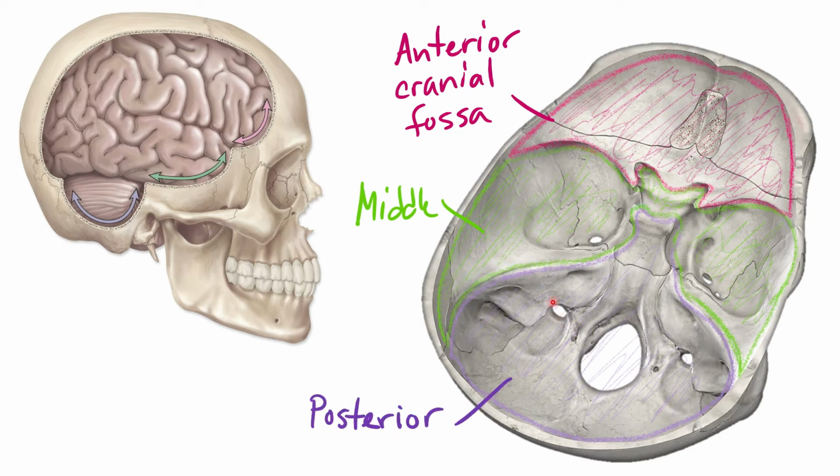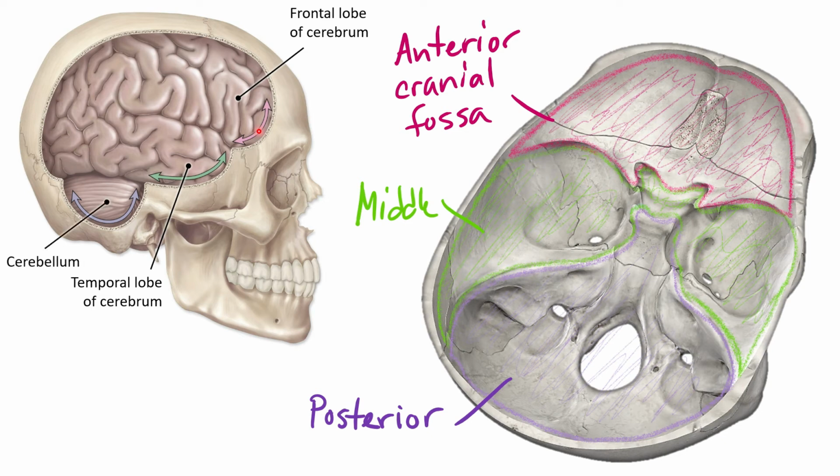And though it might not be incredibly obvious from this perspective here, if you look at the sagittal view on the left, you can see how there actually is quite a lot of depth to these. So it's not a flat floor. The anterior cranial fossa is going to house the frontal lobe of the cerebrum. The middle cranial fossa houses the temporal lobe of the cerebrum. And then the cerebellum is housed within the posterior cranial fossa.